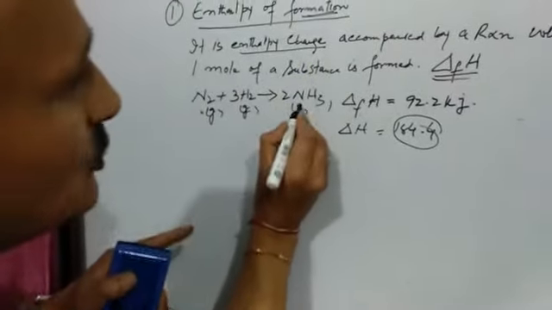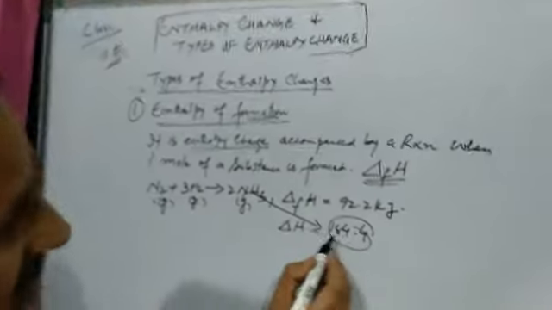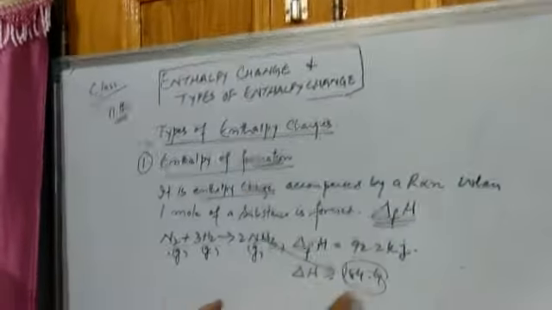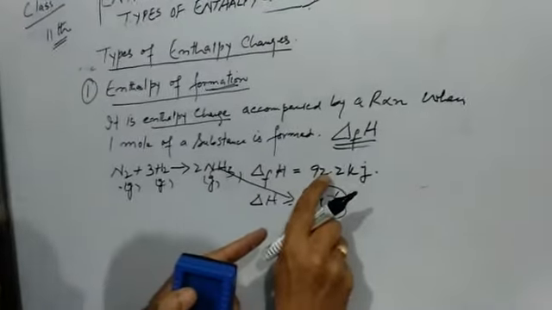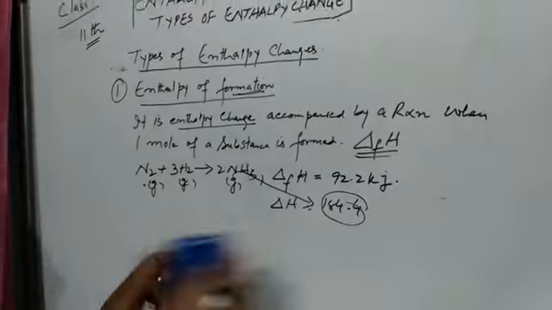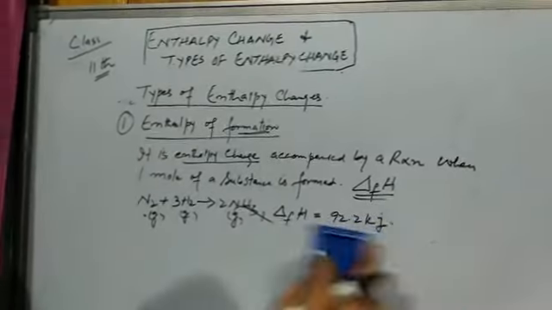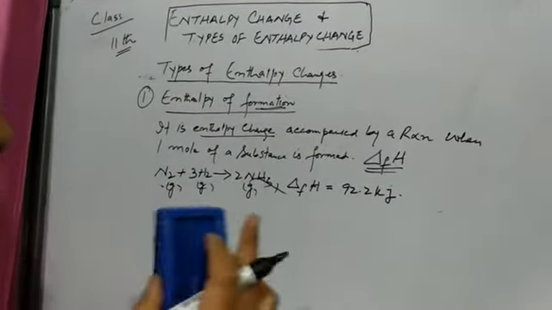Since for 2 moles the change in heat is 184.4, in 1 mole it will be half of this, that is 92.2. So the enthalpy of formation in this reaction will be 92.2 kilojoules. Let me give one more example.